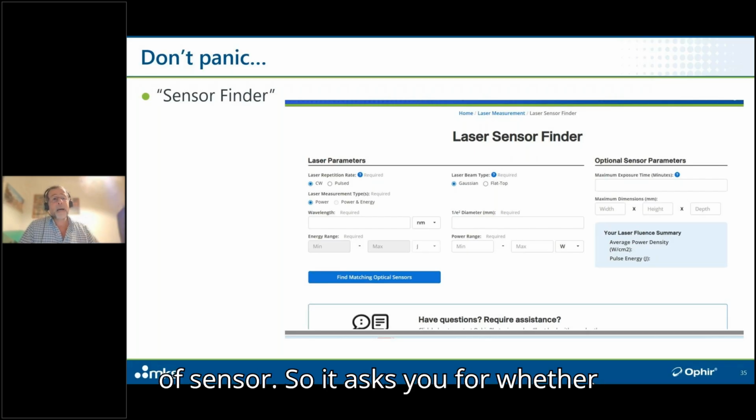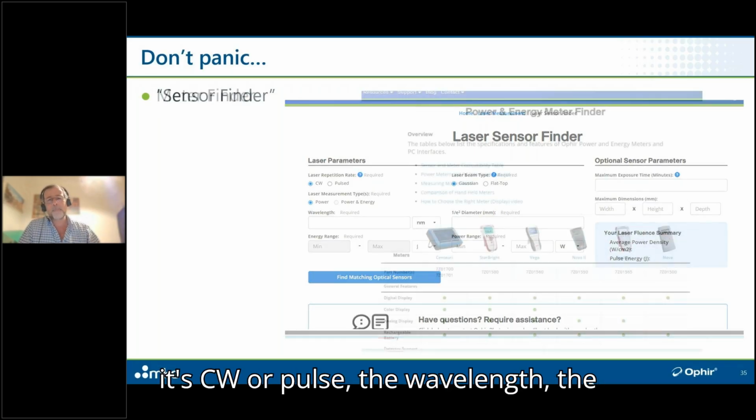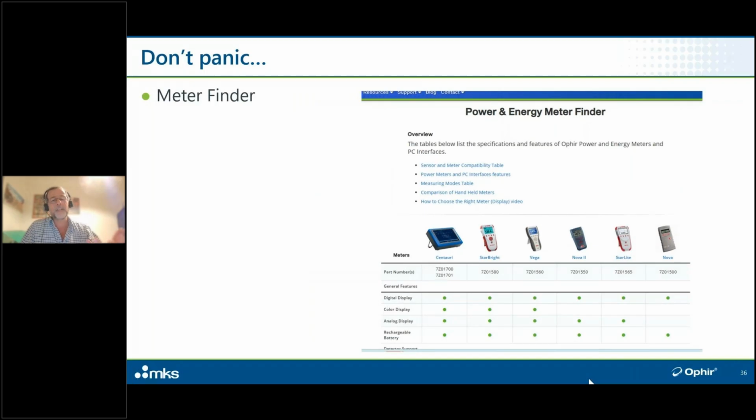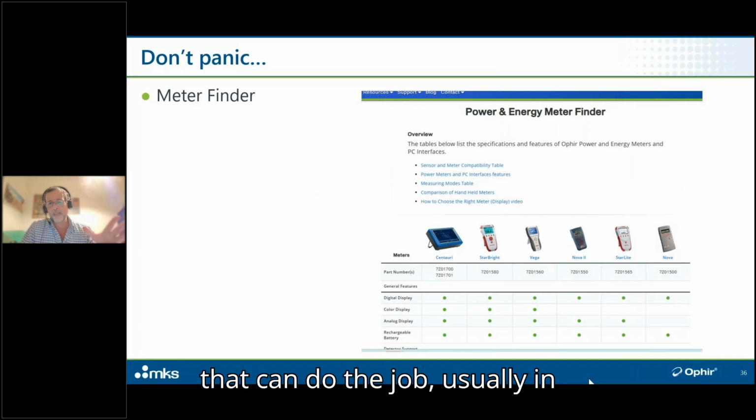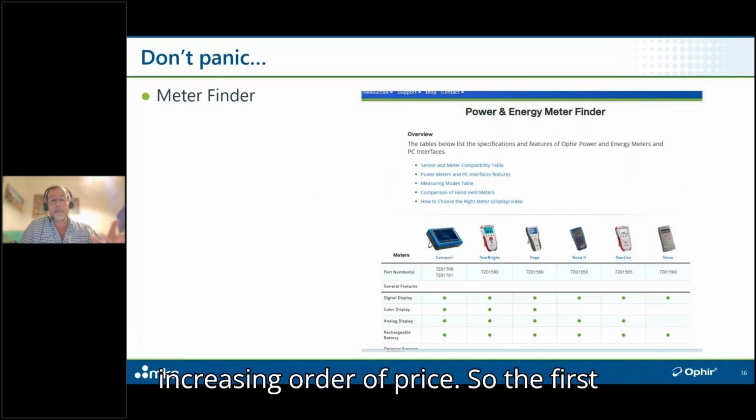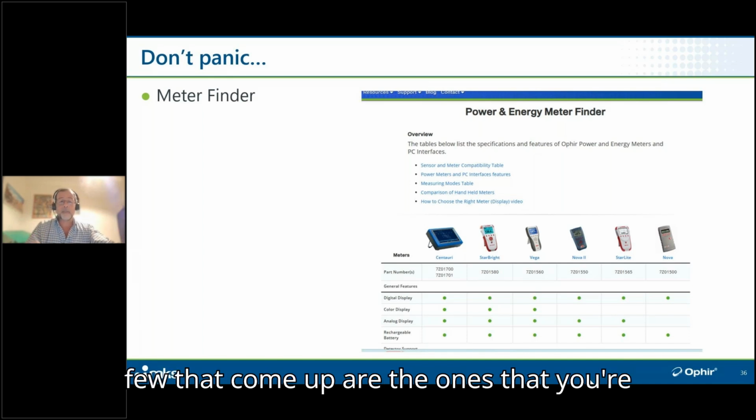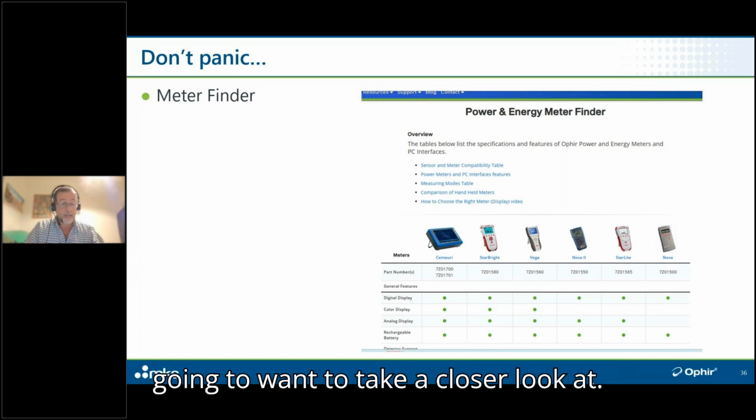We also have a meter finder. Now, as I said, the choice of meter is a question of what kind of functionality you want. It's not physical, so this is not a software tool. It's really a comparison table: what type of measurements, what functions are available in each of the different meter models, and so on.